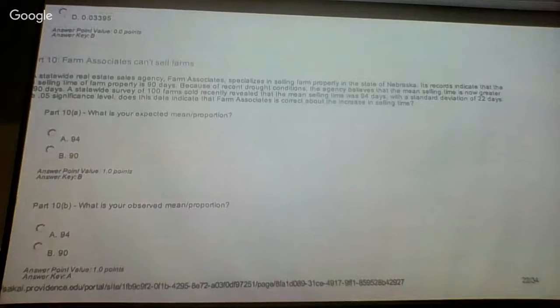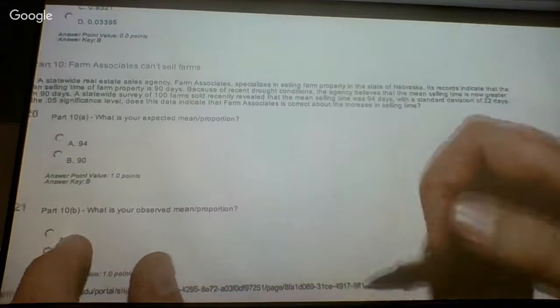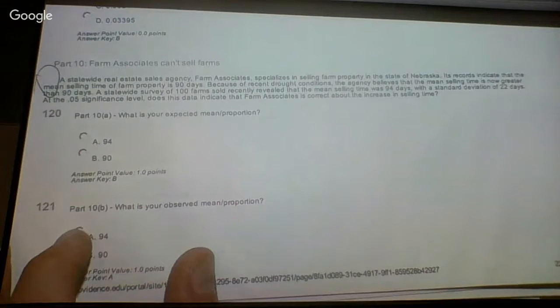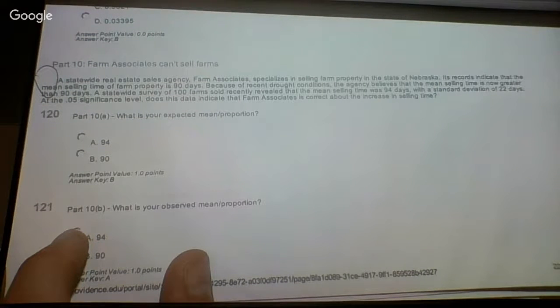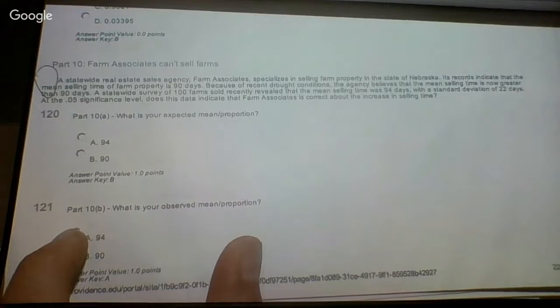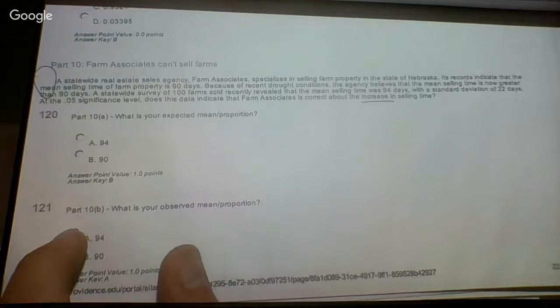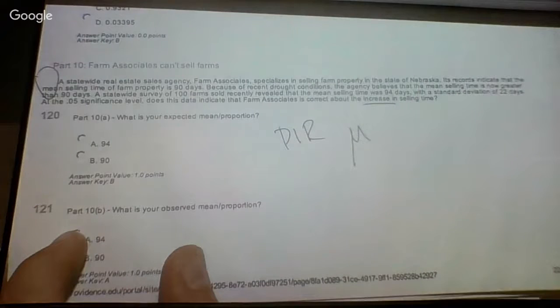For Farm Associates, a statewide real estate sales agency, Farm Associates specializes in farm property in Nebraska. Its record indicates that we're talking about mu because I see the word mean. Because of drought conditions, the agency believes the mean selling time is now greater than 90 days. Well, I see greater than, so we're probably talking about a directional hypothesis. I also happen to see increase. Those are two different sets of words which indicate that I'm probably talking about a directional hypothesis dealing with mu.